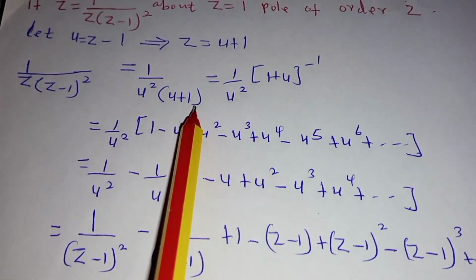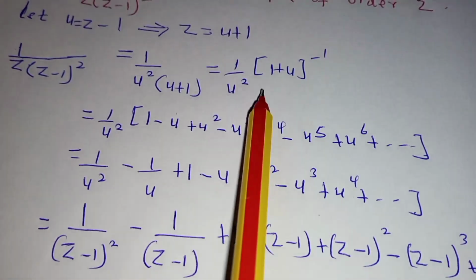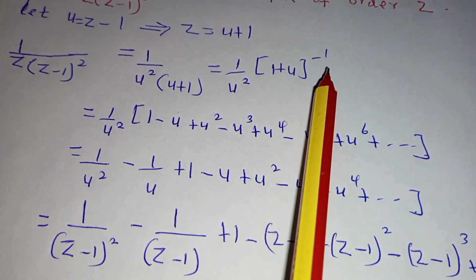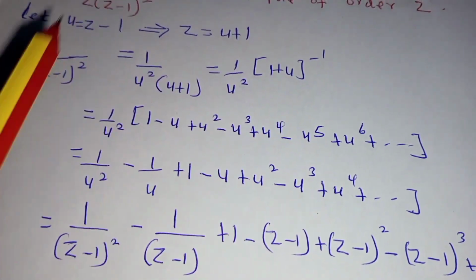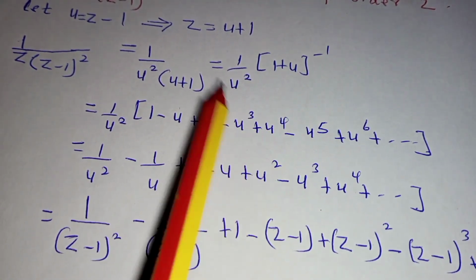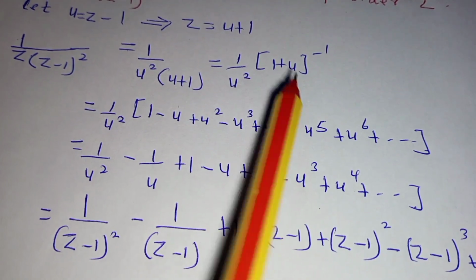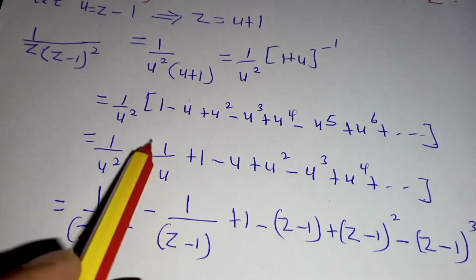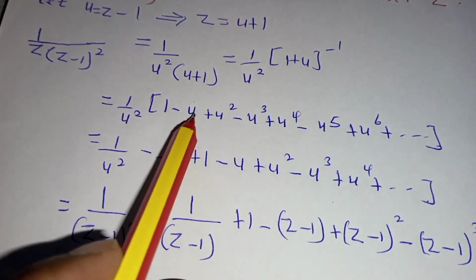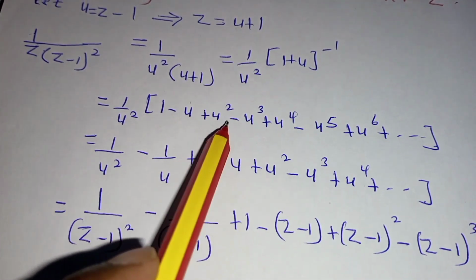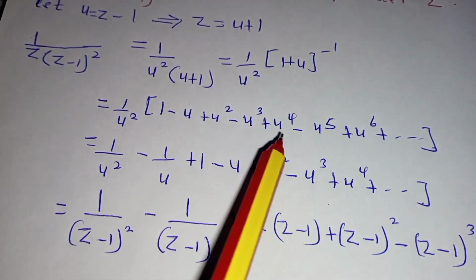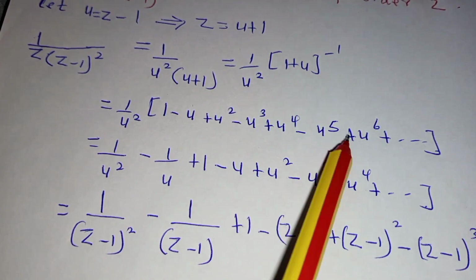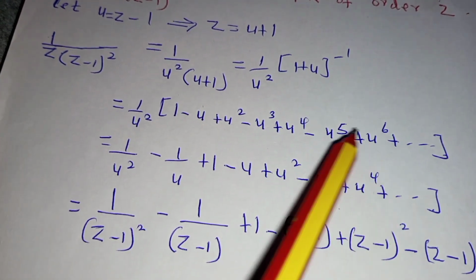The denominator can be written as (1 plus u) to the power negative 1. Then we expand this by Taylor series. And when we expand 1 plus u, the resulting series will be 1 minus u plus u squared minus u cubed plus u to the power 4 minus u to the power 5 plus u to the power 6 all the way to the last term.